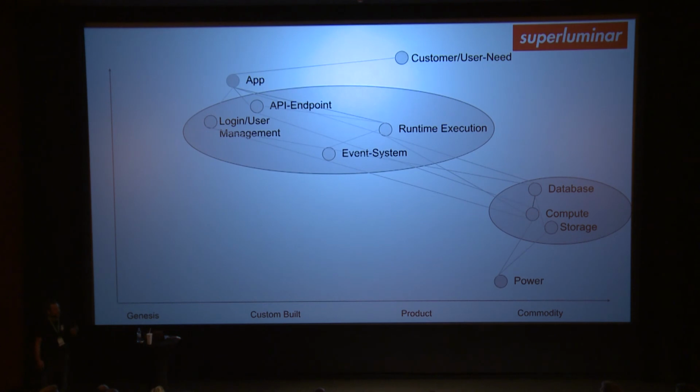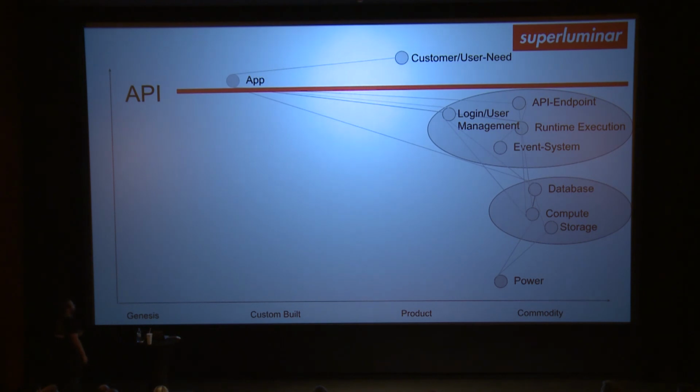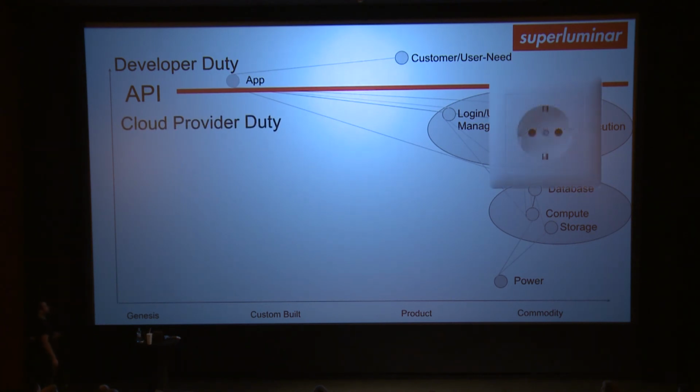And this is actually happening. The same thing: we go from custom build and product to commodity. So now the API is here. Developer duty, cloud provider duty. And again, power plug. This means all the stuff there, we use it, we don't care about the details anymore. So it goes lower, it's not that customer visible anymore, it becomes an invisible subsystem.